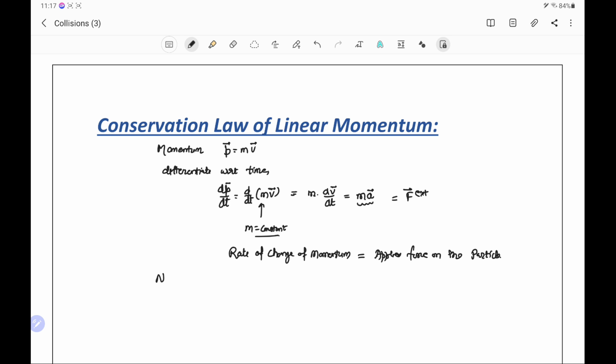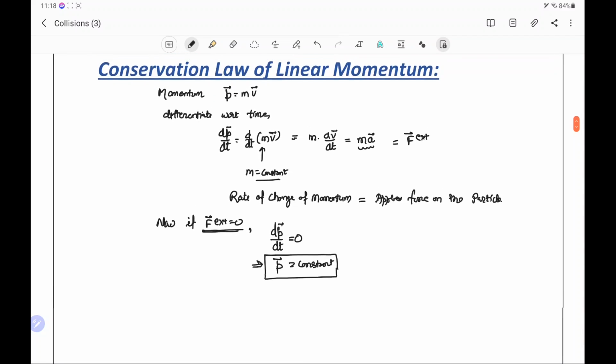Now, if F external is 0, that means there is no applied force. In that case, this dp by dt will be 0, and differential of a function will be 0. It means that function is a constant term. So momentum is constant. So we can say if external applied force is 0, then momentum is constant. And this is the conservation law of linear momentum.